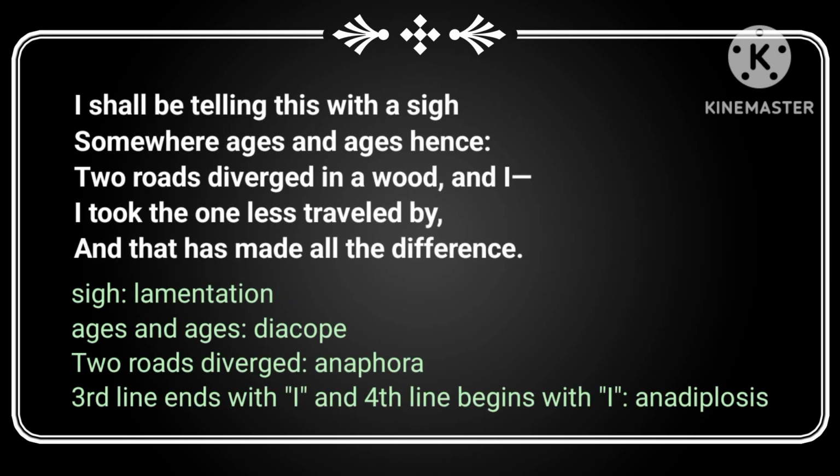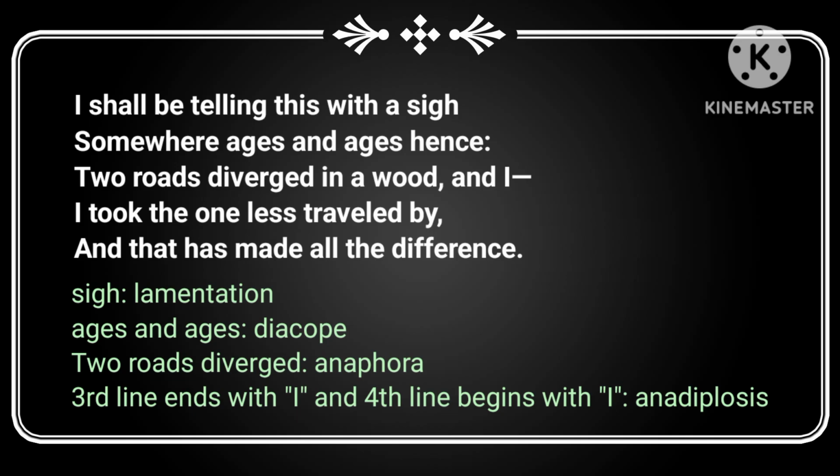Now the final stanza, the fourth stanza, opens with an irony. The speaker is lamenting. The speaker laments his decision. He says, I shall be telling this with a sigh. So the theme of regretting is highlighted here. He sighs, he laments that his decision has made him sad. His fate is affected by his free will to choose, and that has caused such a regret in his life.